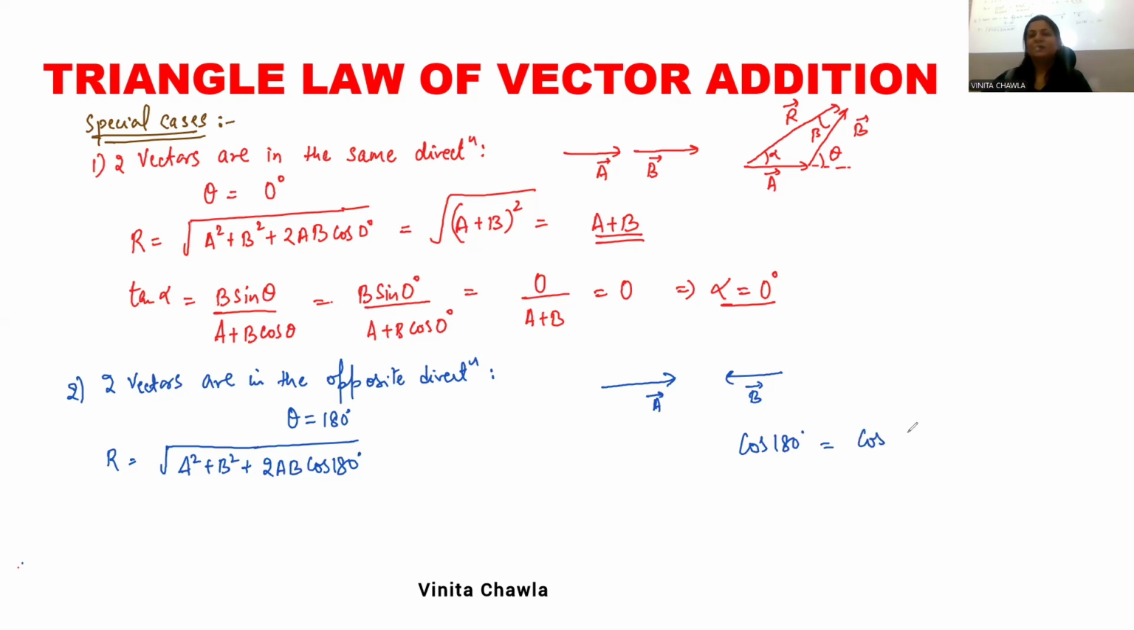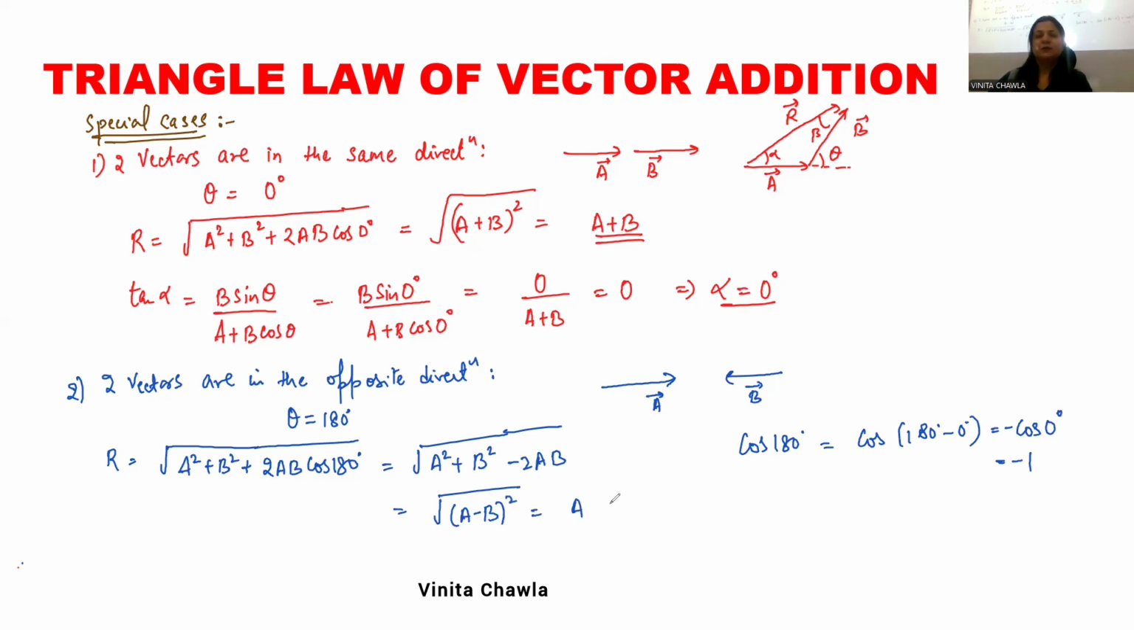Cos 180 degree can be written as cos of 180 degree minus 0 degree. It is minus cos 0 degree. Minus cos 0 degree is -1. So we can rewrite this as A square plus B square minus 2AB. This is square root of A minus B whole square, or it is A minus B.